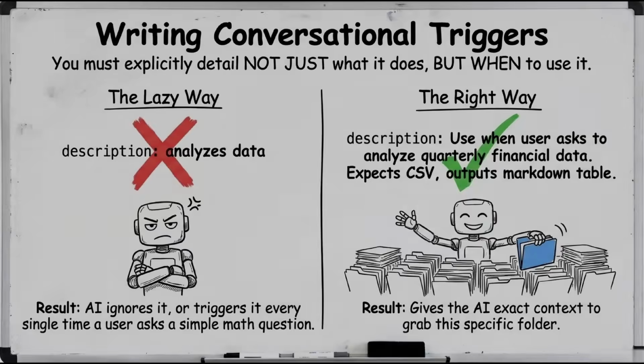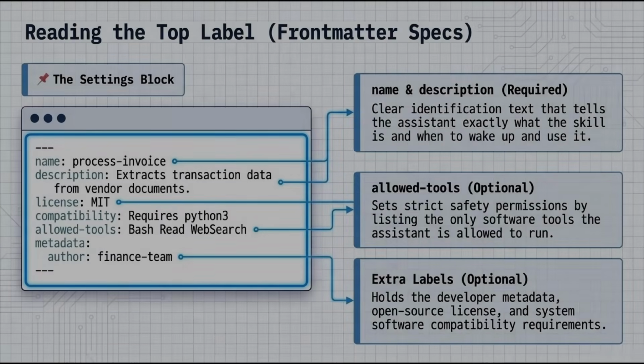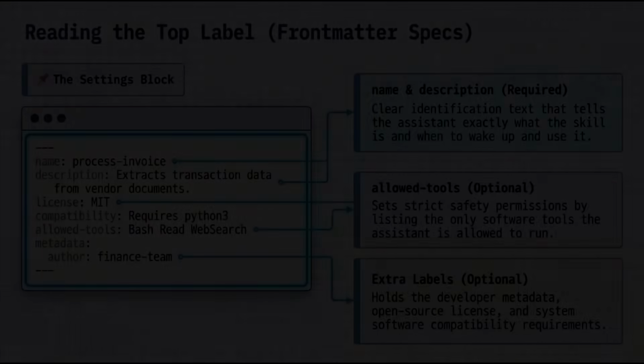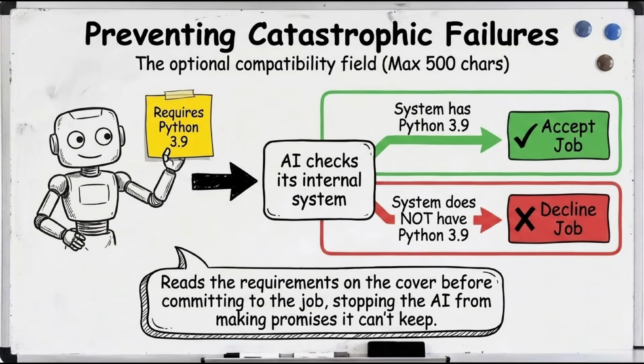Now, there are some optional fields on this sticky note, too. What else can we put in the YAML block? Well, you have a license field, which simply states the copyright or open source license. But much more importantly, you have the compatibility field, which is capped at 500 characters. And what does that do? This is crucial, if your skill has specific environmental dependencies. What kind of dependencies? Can you give an example of that?